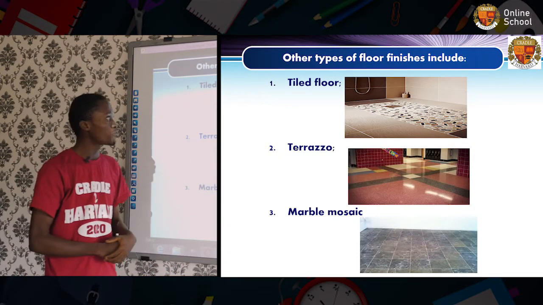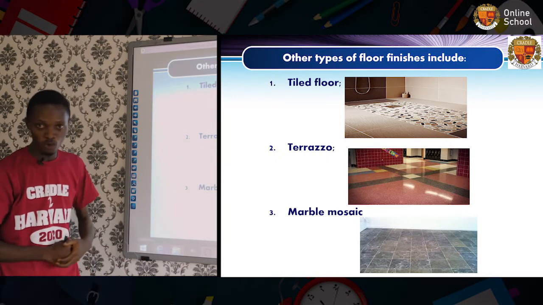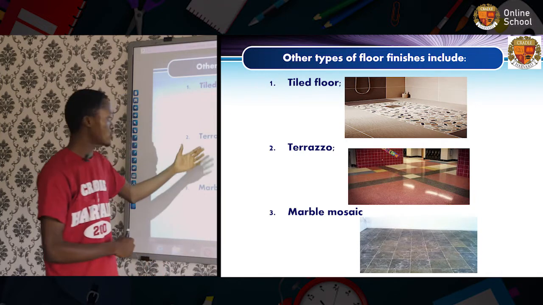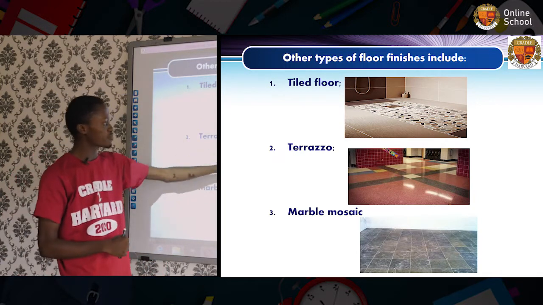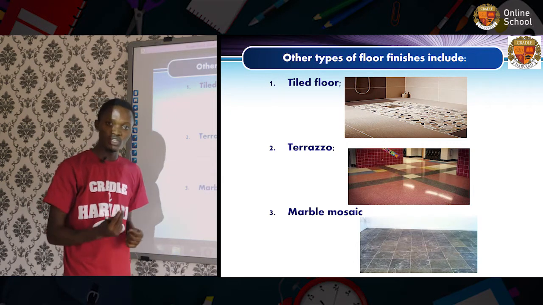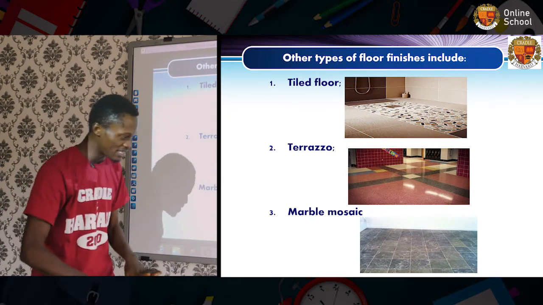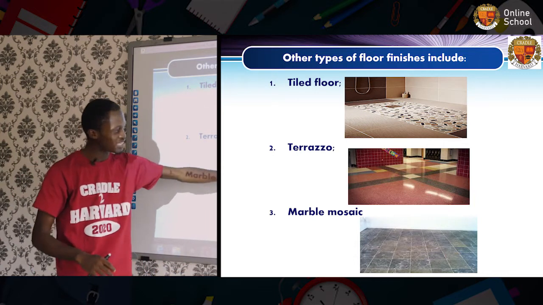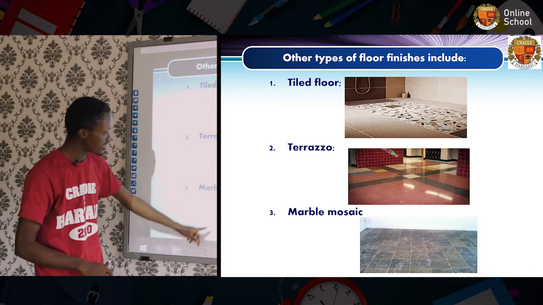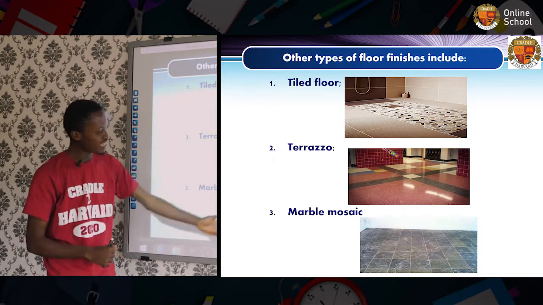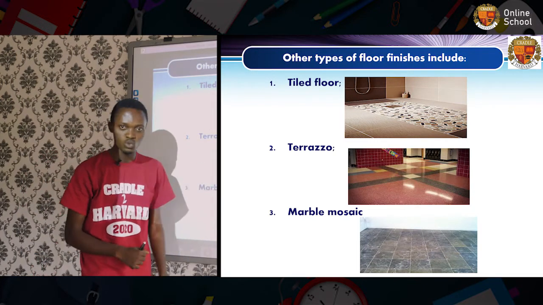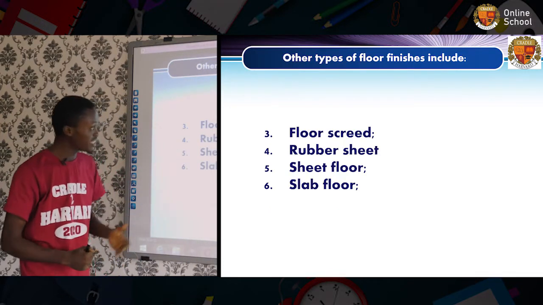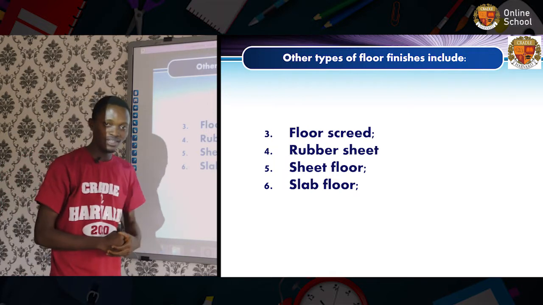Other types of floor finishes include the tiled floor. This is an example of a tiled floor, including where the walls are tiled. We have another, terrazzo. This type of floor makes use of marbles. There's a machine that makes them smooth and brings out the bright finishing which you're seeing here. Another is the marble mosaic, which is almost similar to terrazzo flooring. Other examples are floor screed, rubber sheets, sheet floor, and slab floor.